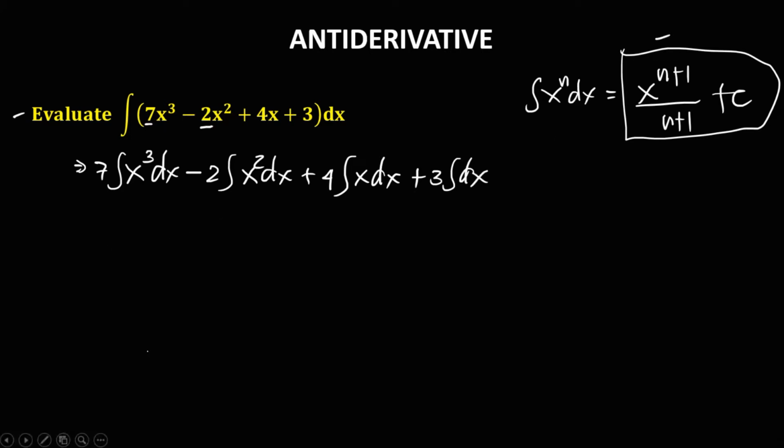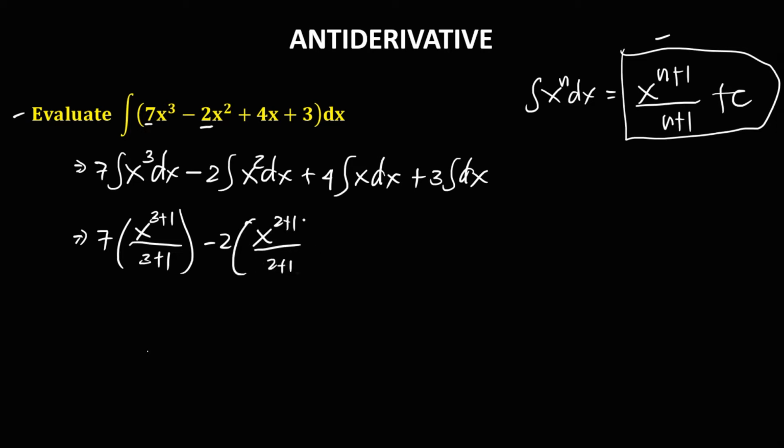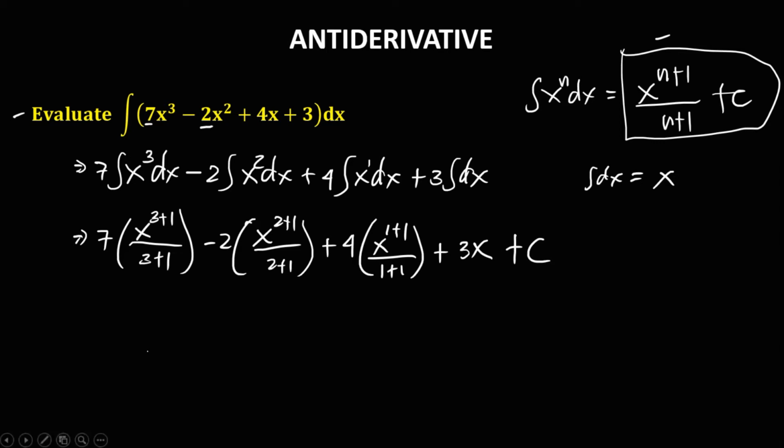Then using this formula, so plus 1 for the exponent, so we have 7 then times x to the power 3 plus 1 over 3 plus 1. Then minus 2 times x to the power 2 plus 1 over 2 plus 1. Then plus 4 times x, so we have this exponent 1. So 1 plus 1 over 1 plus 1. Then plus 3 times, so the integral of dx is equal to x. So we have 3 times x, then plus c.